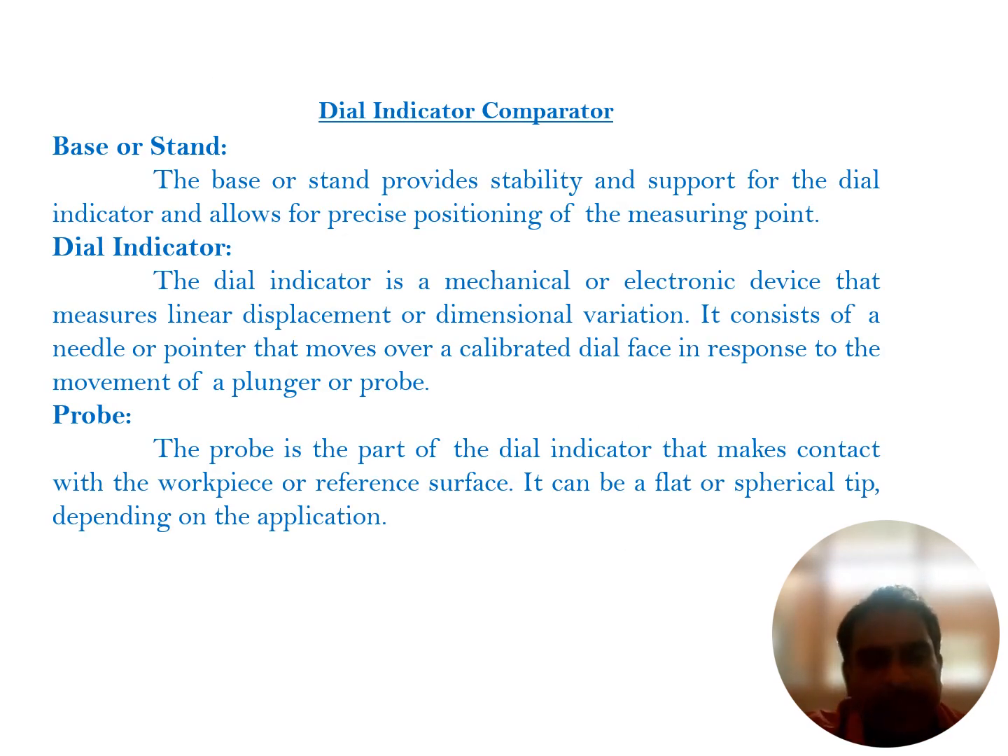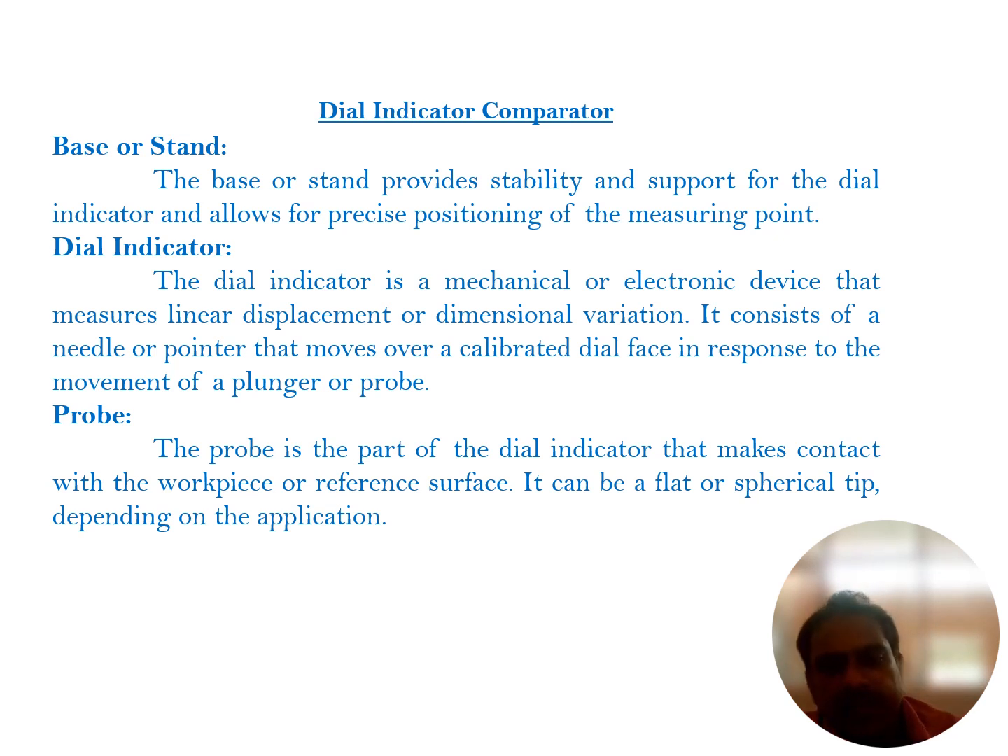So the fundamental components are the base, then the dial indicator, and the probe. The base withstands all the components, and all the components are placed on the base. It is fixed on the floor. Next one is the dial indicator. It has a dial and needle, and it is based on a mechanical mechanism. So we say that it is a mechanical comparator.